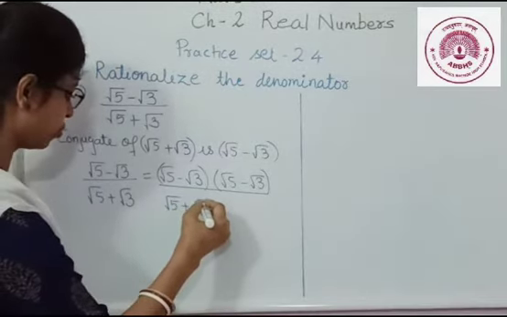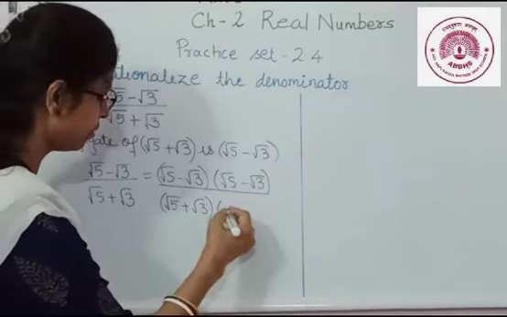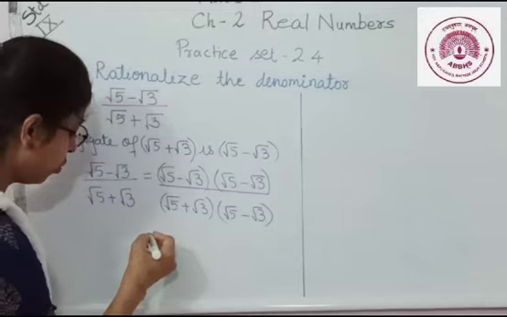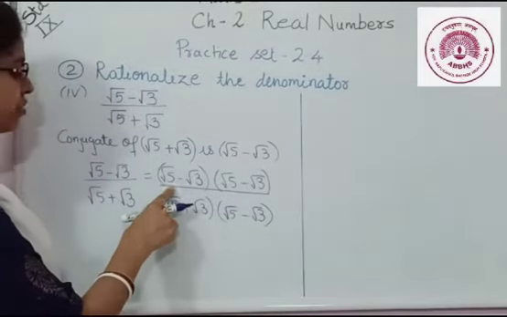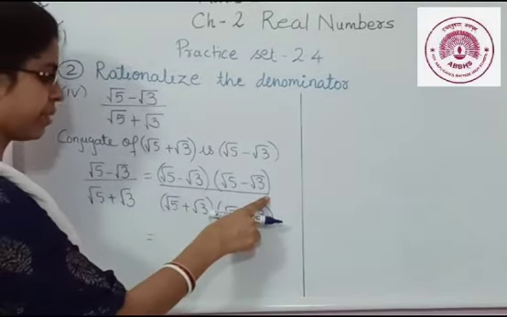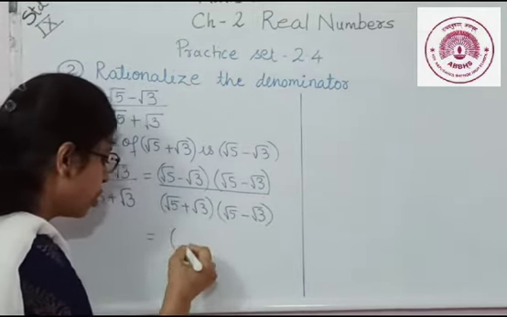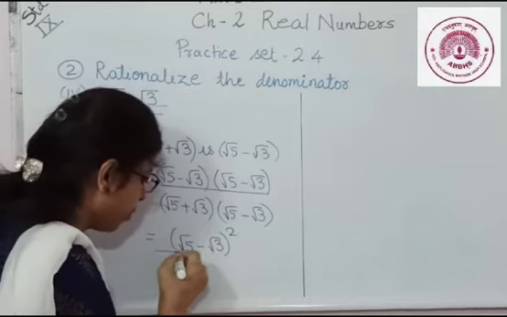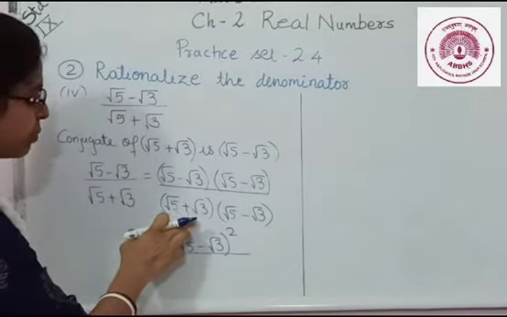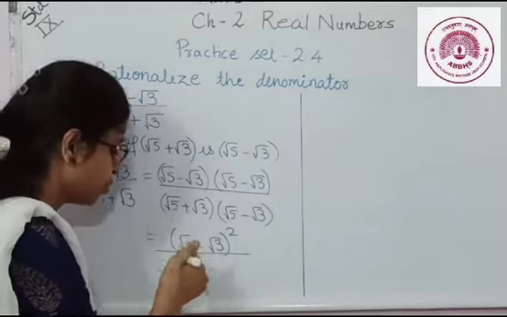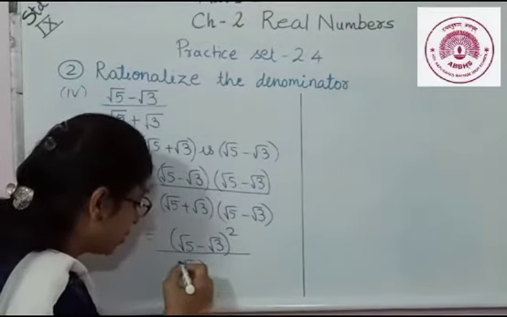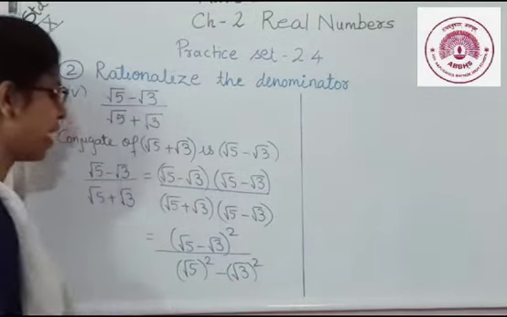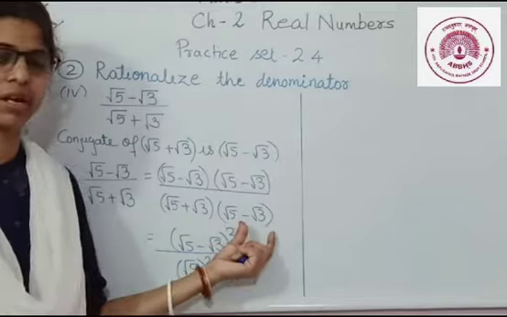Root 5 plus root 3 as it is. Now you can see here we have root 5 minus root 3 into root 5 minus root 3. So this is equal to root 5 minus root 3 bracket square upon. Now here we have the multiplication of conjugate pair. So therefore we will write this as root 5 square minus root 3 square. We apply the formula a plus b into a minus b.